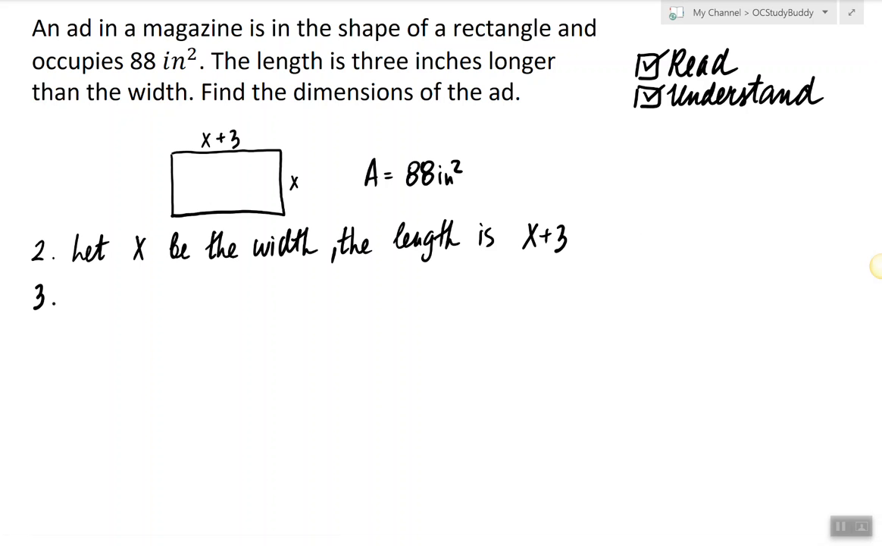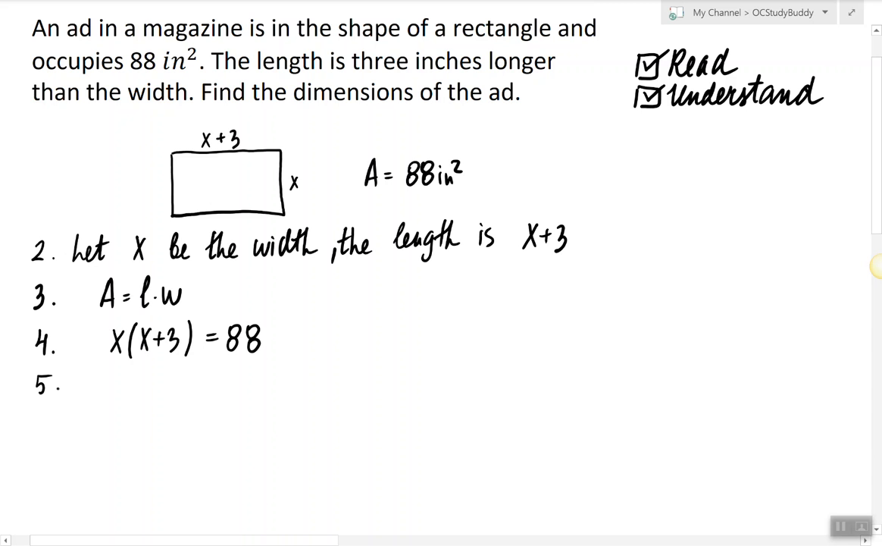So once we had expressions expressing the width and length, now we have to use the fact that the area is 88, and basically using the fact that area is length times width, we set up an equation which says that x times x plus 3 must be equal to 88.